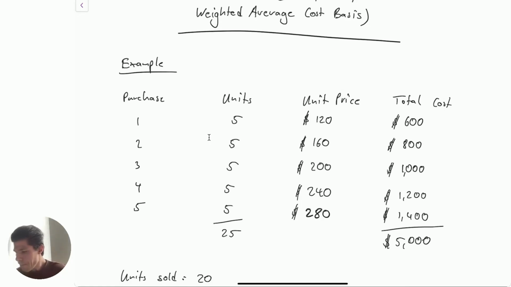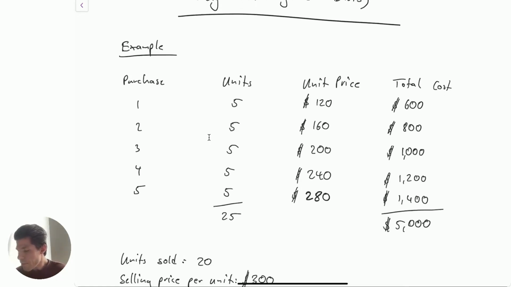Let's assume we have a company that buys 5 units each year. So it buys 5 units, 5, so over the entire course, it buys 25 units of product. The unit price, which you can see on the right hand side, starts from 120 and then increases up to 280. So the unit price becomes more expensive, and then you see the total purchasing cost, which is 5 times 120, 560, and so on. In total 25 units are bought, and the total cost is 5,000.